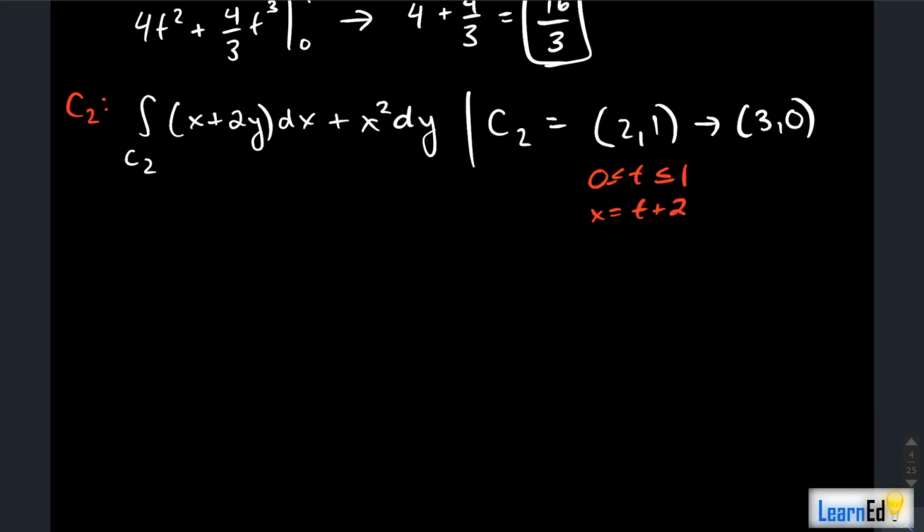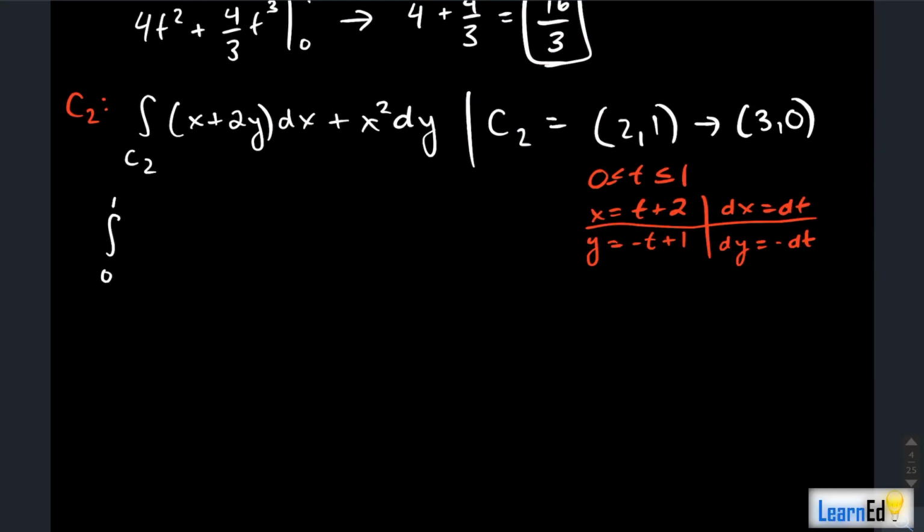All right, and that means that dx equals dt. And y, if it's going from 1 to 0, that means it essentially is going to be negative t plus 1. So dy equals negative dt. Okay, so there you go. Those are our 4 things that we're going to be plugging in.